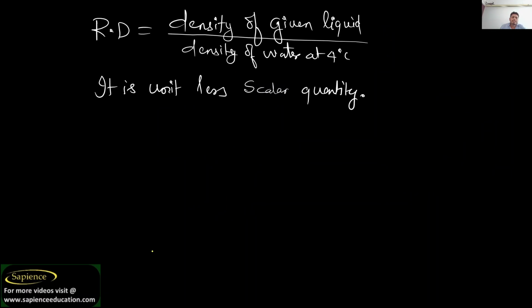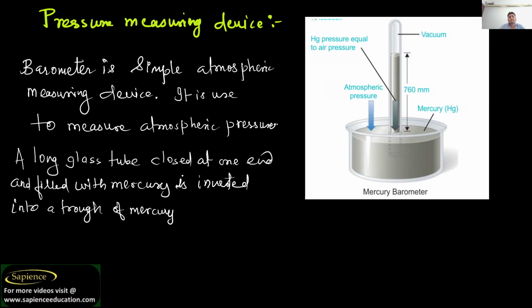Now go for the pressure measuring device. This is very important. What is the pressure measuring device? There is a need to find the pressure everywhere, at the atmosphere, at a height h, wherever you want. Before that, I want to find the pressure of the atmosphere. So how will you find it?